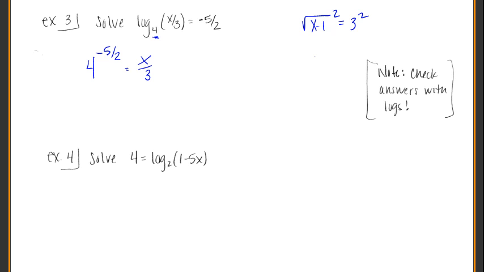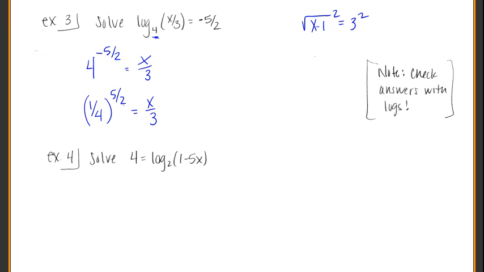Well, negative 5/2, you can do one of two things. If I want to make that negative exponent positive, I would take the reciprocal of my base, and that's just saying 1/4 now to the 5/2 power is equal to x over 3. And then anytime you have a fractional power, that's referring to a radical, where the bottom number tells you your type of root.